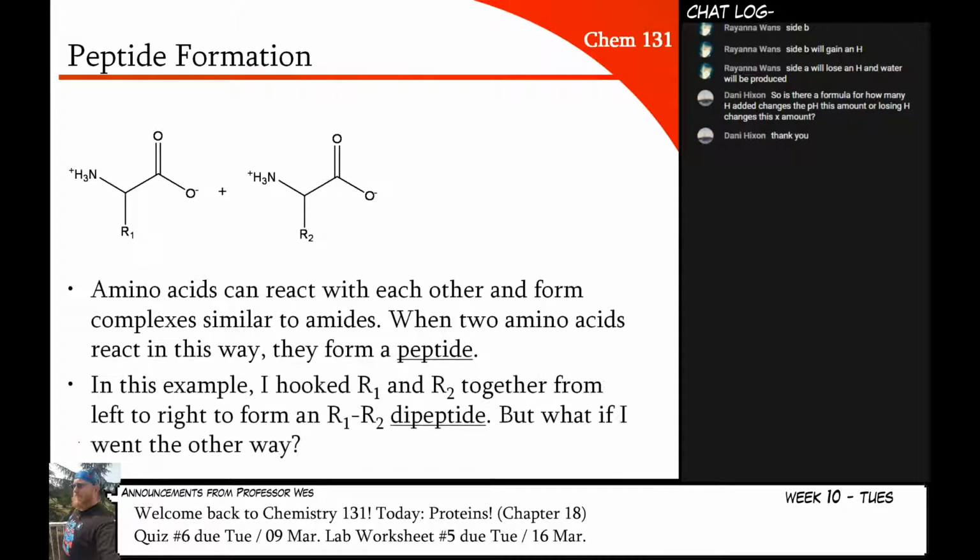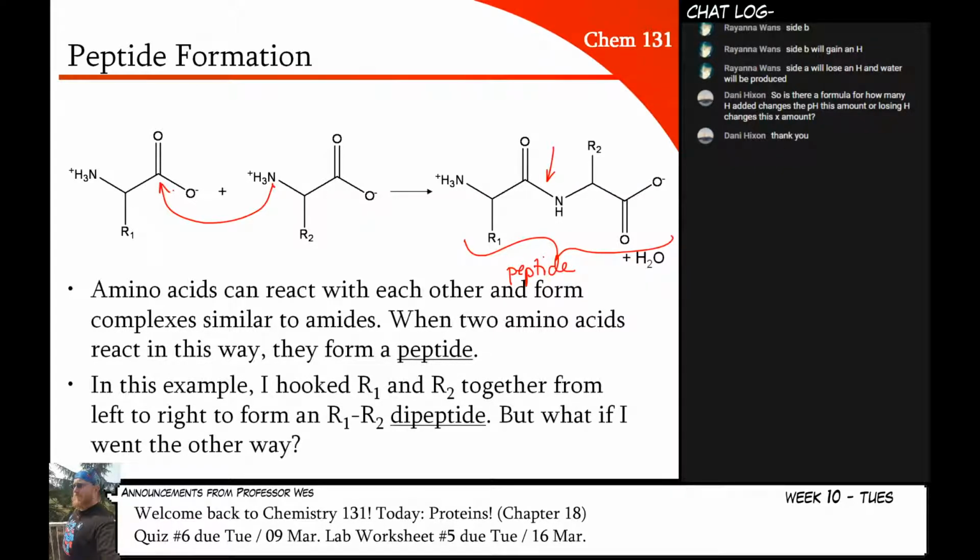Now, when I react my two amino acids together to form my amide linkage right here, I create a peptide. So a peptide is just the result of when we take two amino acids and hook them together. And you could do this in any orientation that you want to. So for example, I connected this right here so that I got a sequence that went R1 and then R2.